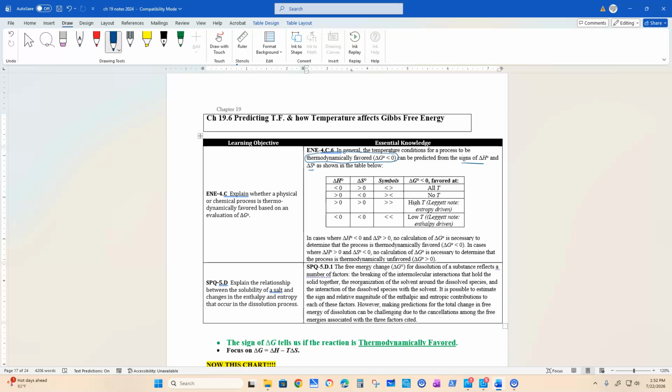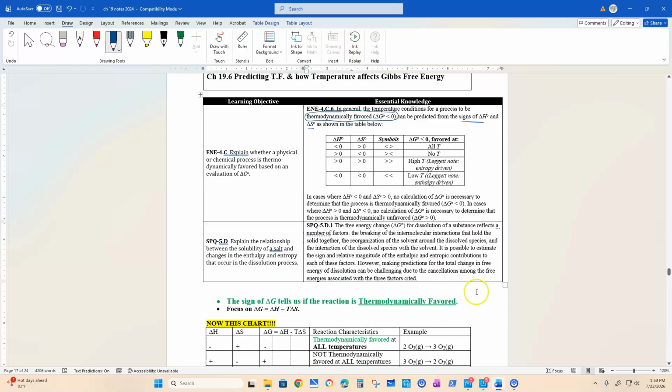Okay, so there's a chart down here. We're going to look at the chart more in detail in just a second. But the key is that's what we want. We want exothermic, because remember it's easier to lose heat than gain, and we want disorder. So it will be thermodynamically favored at every temperature. That's what we want. However, if these values go above 0 or less than 0, then they're only thermodynamically favored at high or at low temperatures.